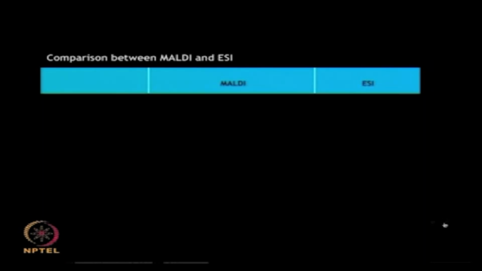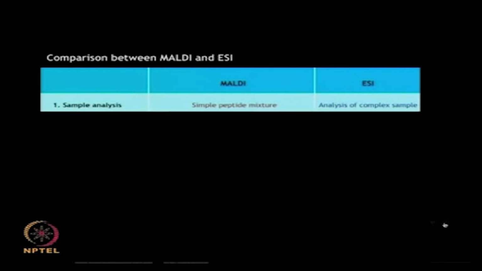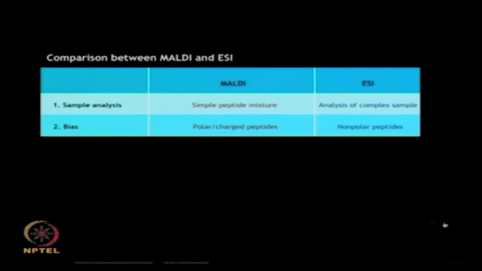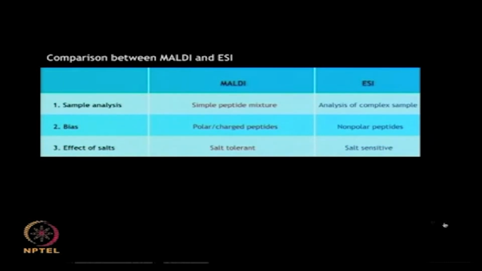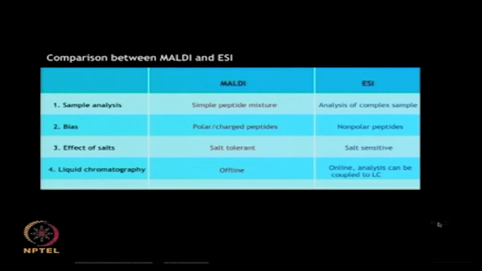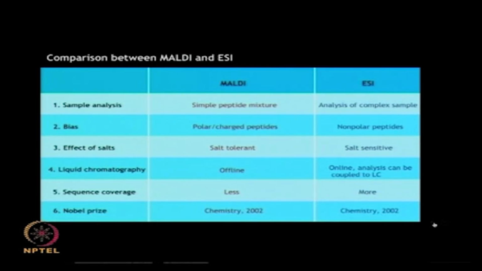Let us have a comparison between MALDI and electrospray ionization and discuss their pros and cons, which can be used for the analysis of different types of protein samples. In MALDI, the sample analysis is for the simple peptide mixture, whereas ESI can be used for the analysis of complex samples. There is a bias towards the polar or charged peptides in MALDI, whereas it is towards the non-polar peptides in ESI.